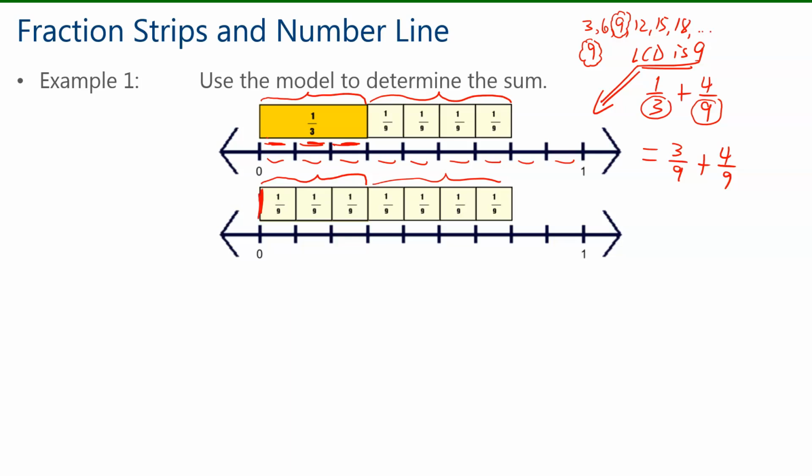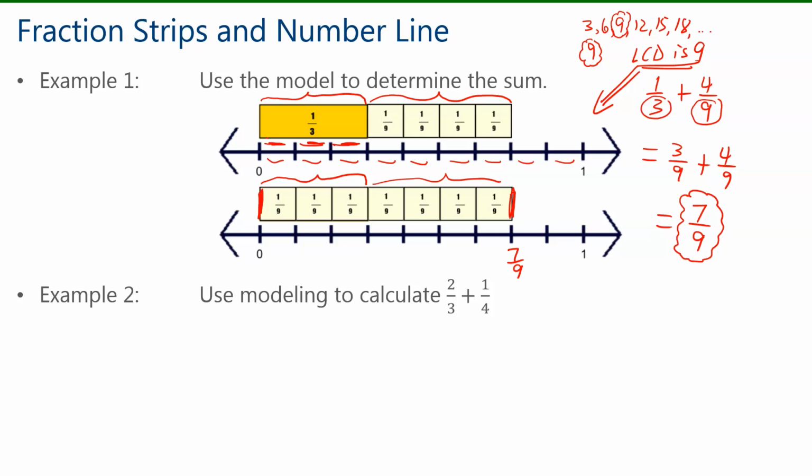So we look at where we begin, where we end, and we see that we end at 7/9. So what does all that mean? Well, that means that 1/3 plus 4/9 is 7/9, which is in simplest form.